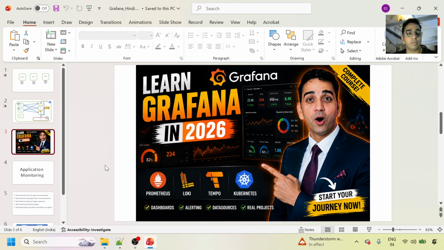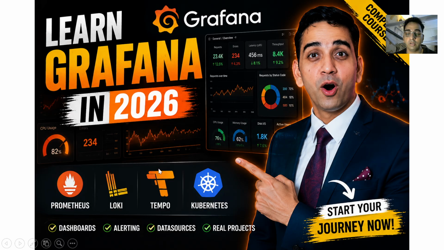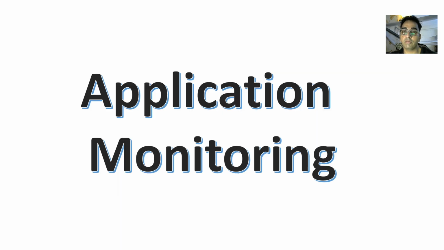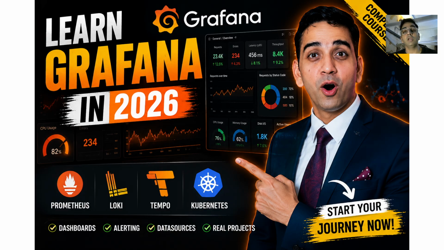So in the last chapter we saw alerting. Now in today's chapter we're going to see application monitoring. So what are the different ways we can enable application monitoring using a Grafana open source stack? We'll be touching on all these things in greater detail, chapter by chapter.